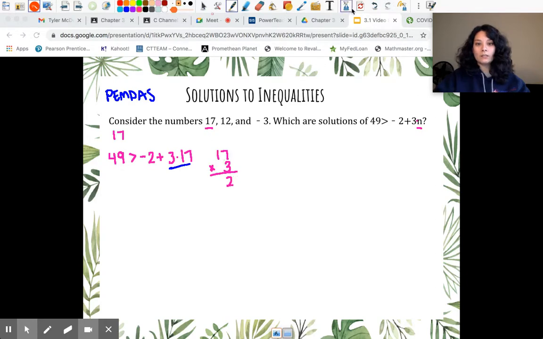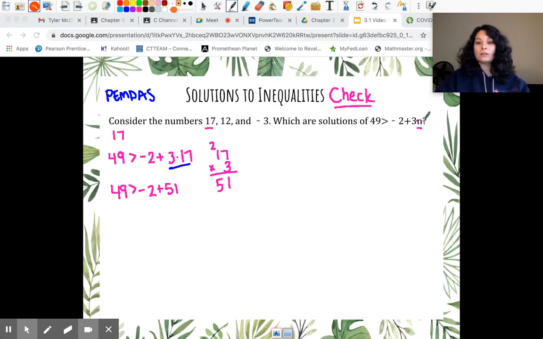That's going to give me 21, so I write the 1 and carry the 2. 3 times 1 is 3 plus 2 more gives me 5. So now I've got 49 is greater than negative 2 plus 51. So notice I didn't try and add 2 to both sides. I didn't try and divide both sides by 3. Those are inverse operations. When we're doing a check, which is what we're doing when we're testing solutions, we're doing a check.